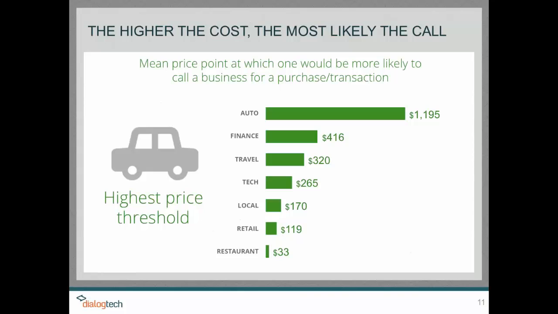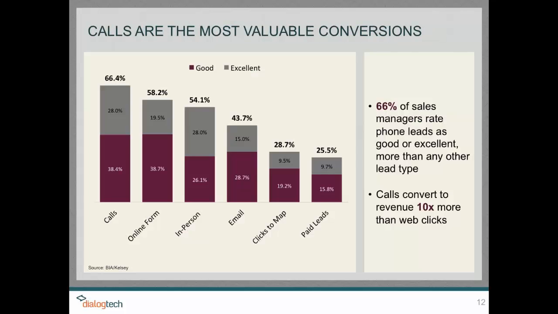And why are people calling? Usually, the higher the cost of your product, the more likely they are to call. You can see some industries here. This is a survey, some data from Google that shows that the higher the purchase price, the more likely someone is to give you a call. They want to talk to a human being before they make a purchase over a certain amount. And that's one of the reasons why phone calls to businesses are starting to increase.